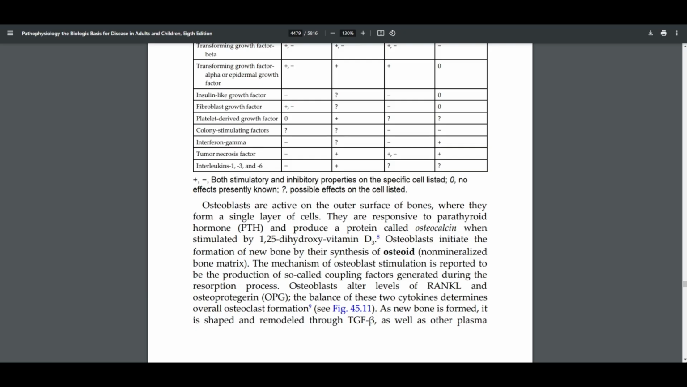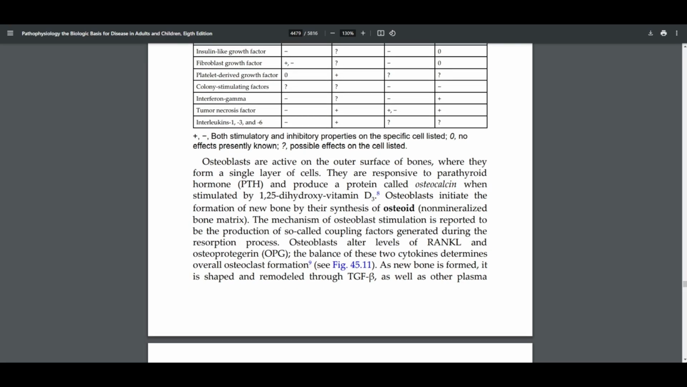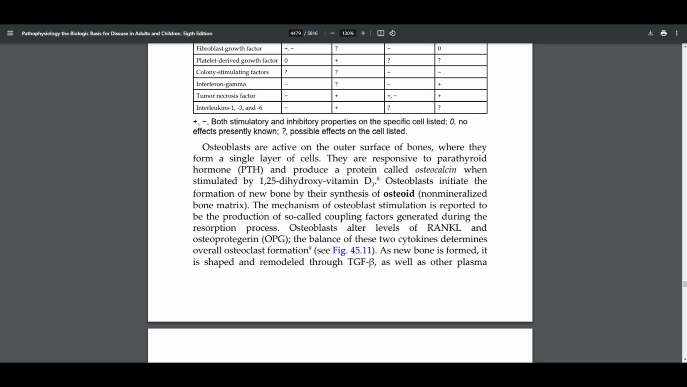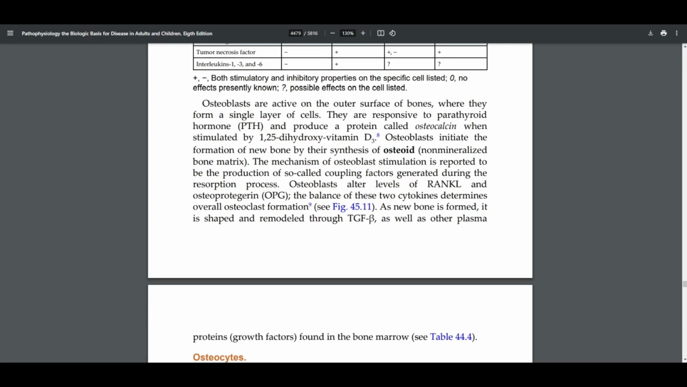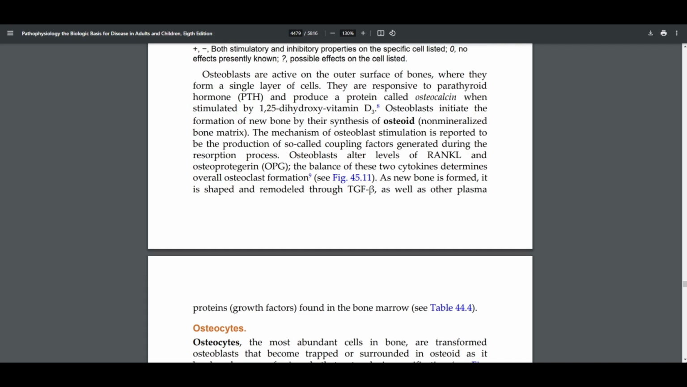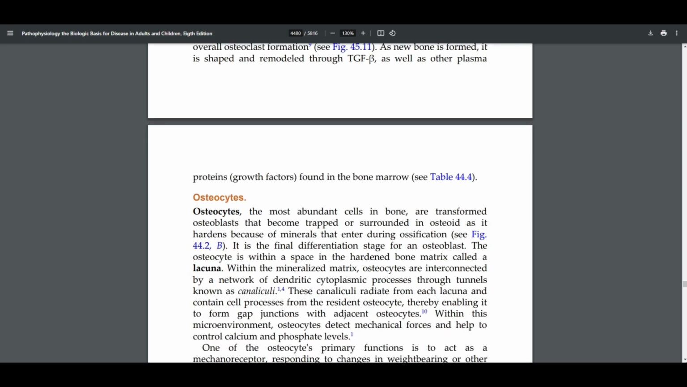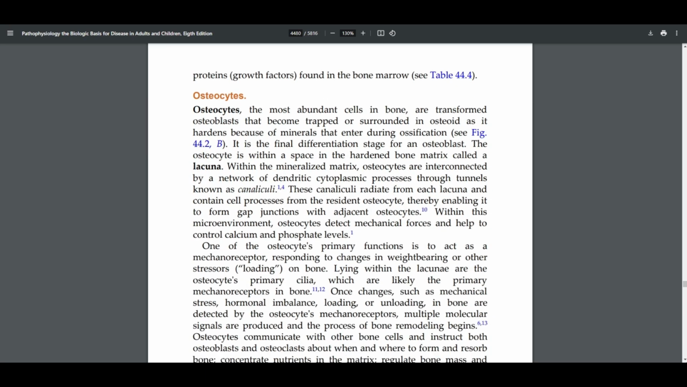As new bone is formed, it is shaped and remodeled through TGF-beta, or transforming growth factor beta, as well as other plasma proteins found in the bone. So that's, strictly speaking, osteoblasts.